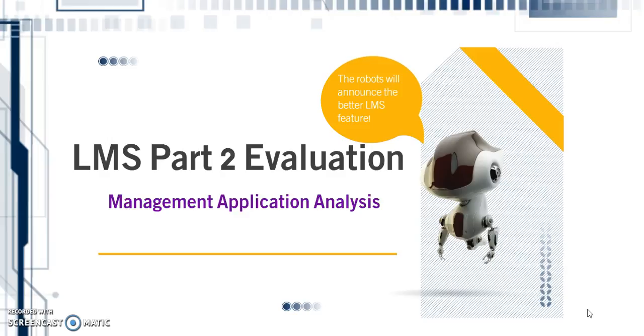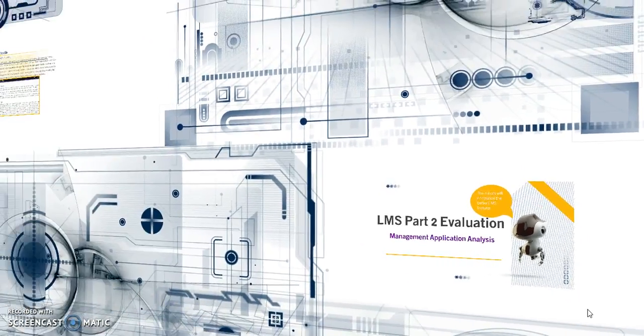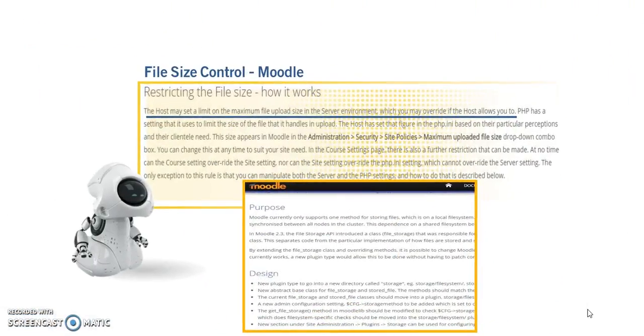Canvas evaluation. This time around, we had to focus on management application features. This time I used emaze instead of Powtoons, and we're going to let these little robots tell us who I felt did a better job with the particular feature. The first feature we had to evaluate was file size control.